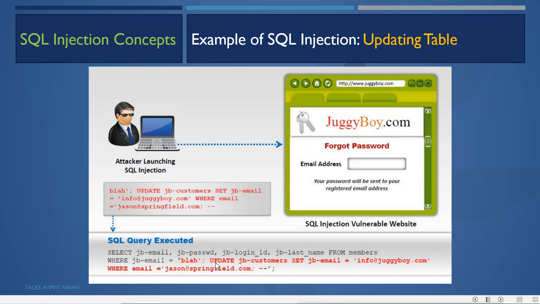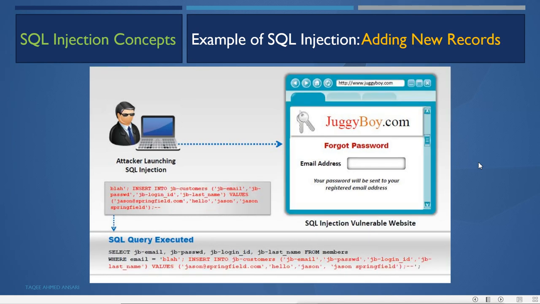It's saying update the value of the email address of this info to the attacker's email address, and the rest of the thing should be ignored, and then it is closing the query here. So what will this query do? It will update the email address from one user to another user.